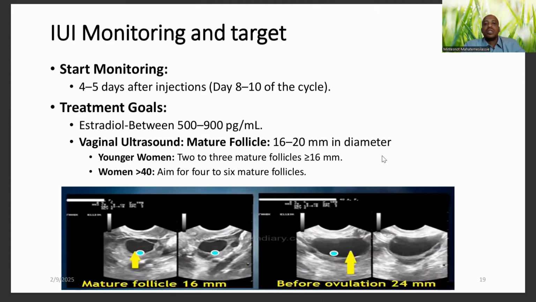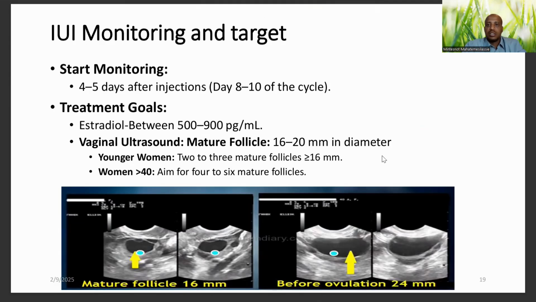Our treatment goal is determined based on either estradiol determination or transvaginal ultrasound examination. So the estradiol level should be between 500 to 900 picogram per ml, and the follicular number should not be more than 3 mature follicles, especially in young patients. In relatively older patients, you can have 4 to 6 mature follicles. When you say mature follicle, the follicle size should be between 16 to 20 millimeters.